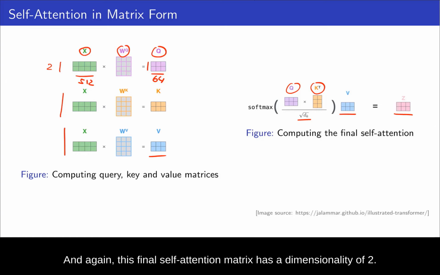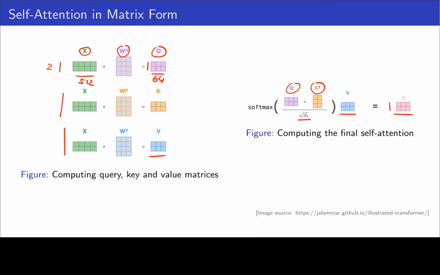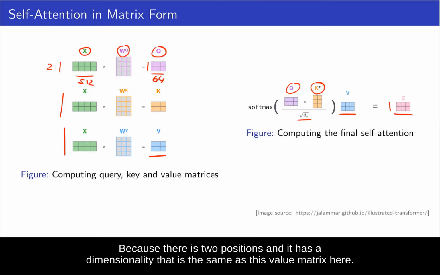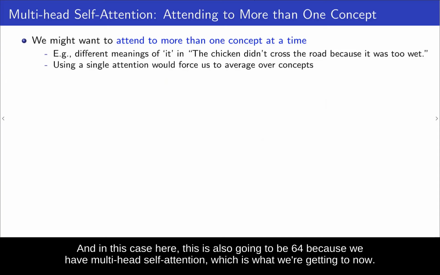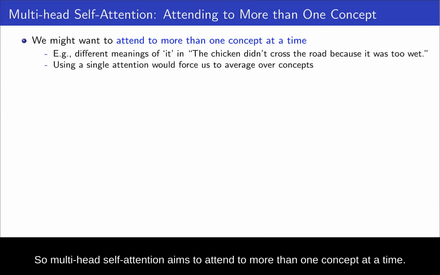And again, this final self-attention matrix has a dimensionality of 2 because there are 2 positions, and it has a dimensionality that is the same as this value matrix here. And in this case, this is also going to be 64 because we have multi-head self-attention, which is what we're getting to now. So multi-head self-attention aims to attend to more than one concept at a time.